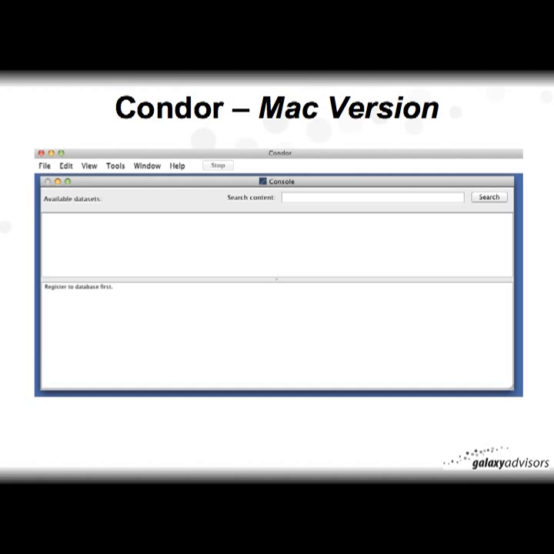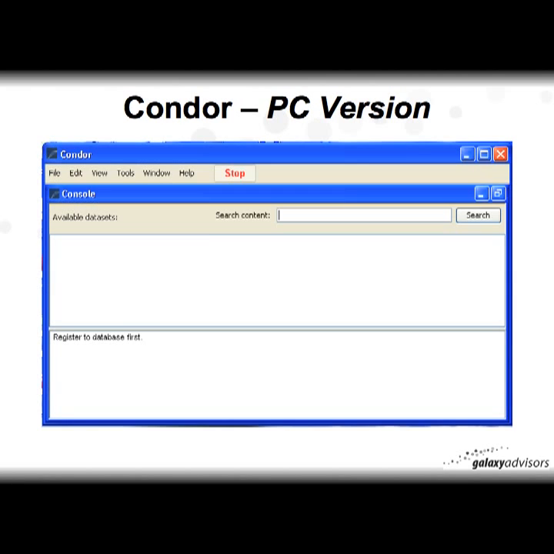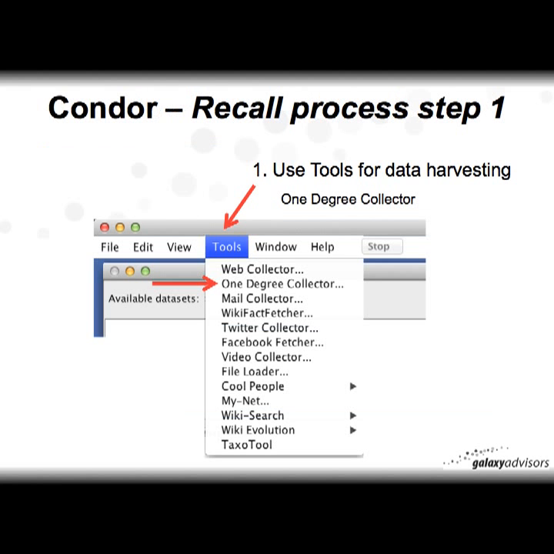Condor, of course, runs both on a Mac and a PC, and this is what the screen display is on a Mac or a PC version. The functionality is identical. So we're going to start off with the first tool. Click on Tools, and then click on 1 degree collector.